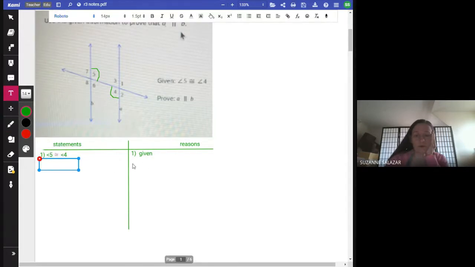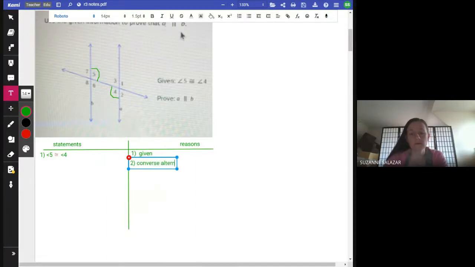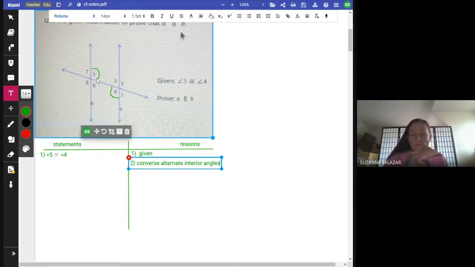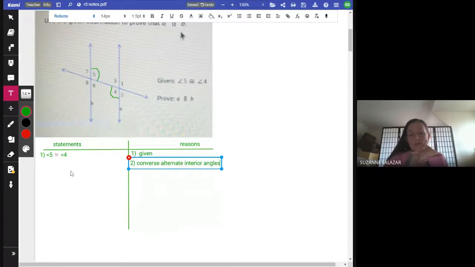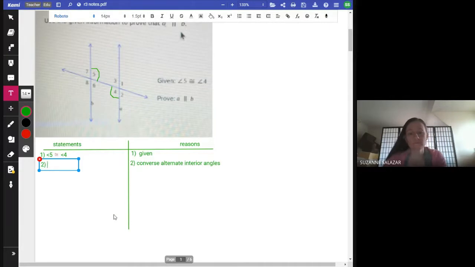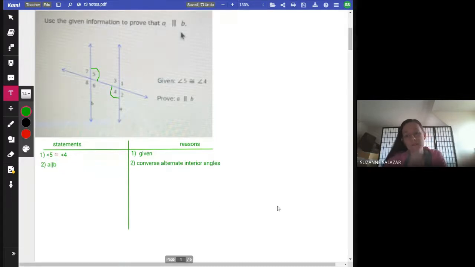So the converse of the alternate interior angle theorem is that if you have alternate interior angles that are congruent, then you must have parallel lines. So A must be parallel to B.